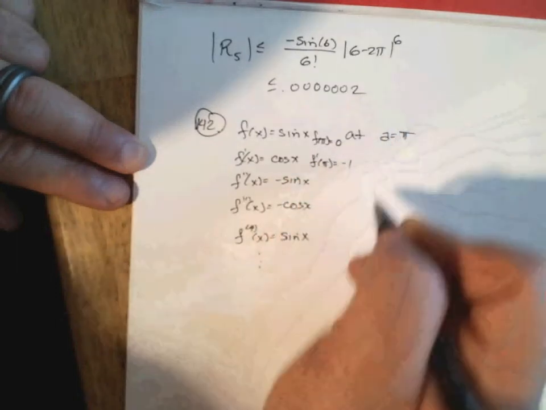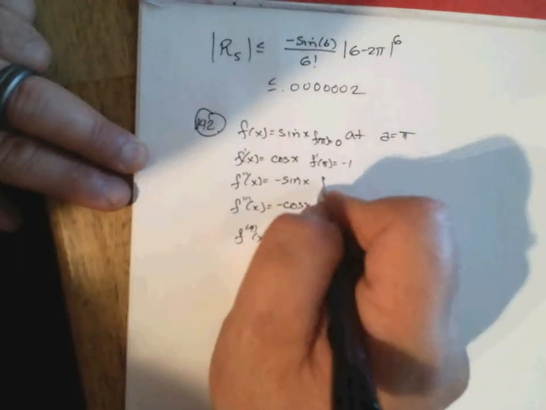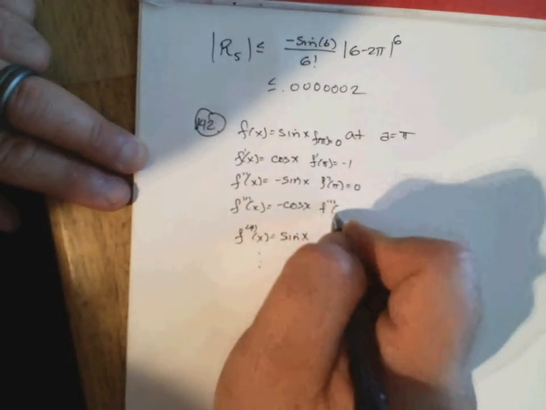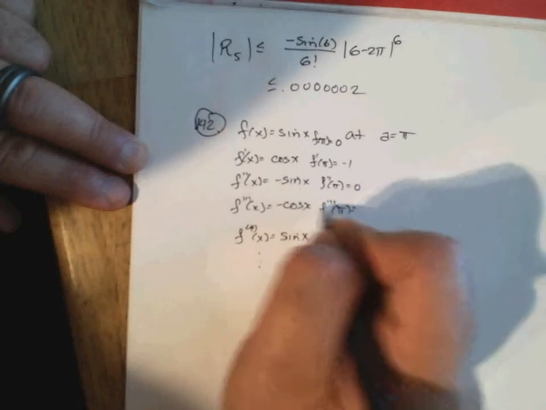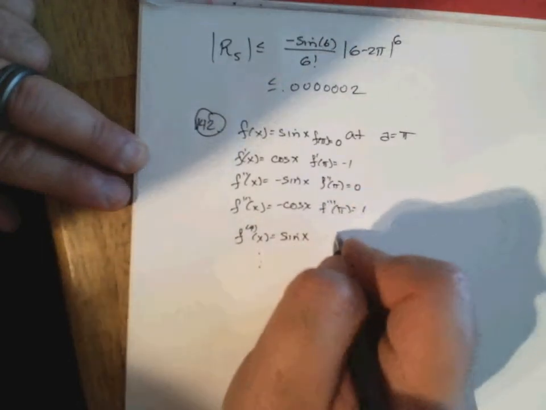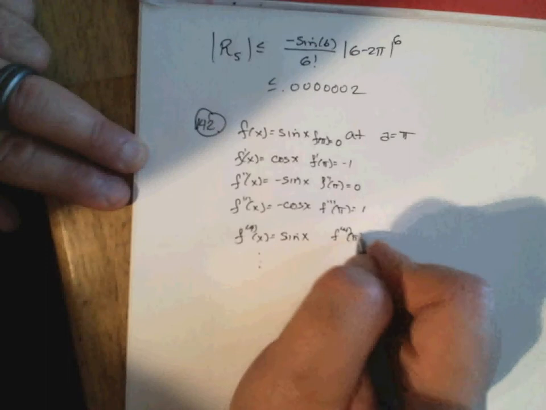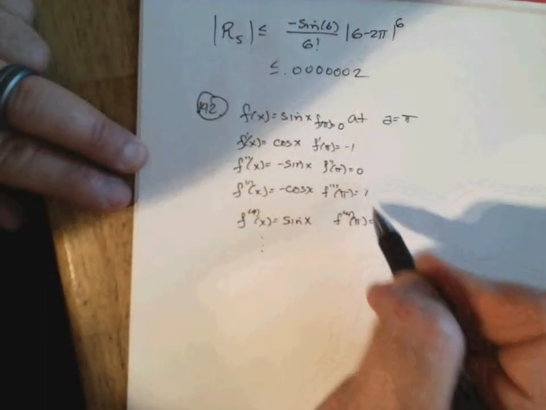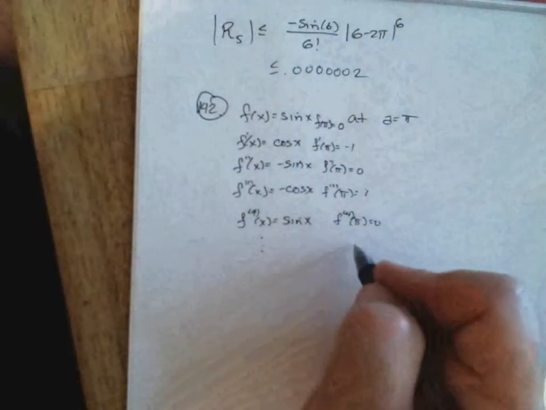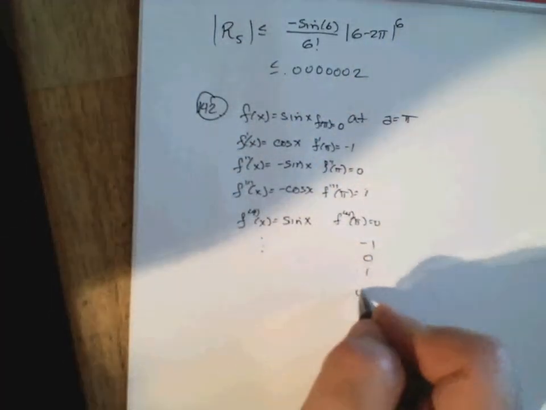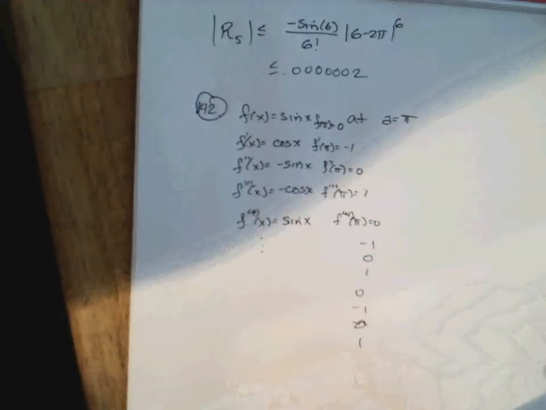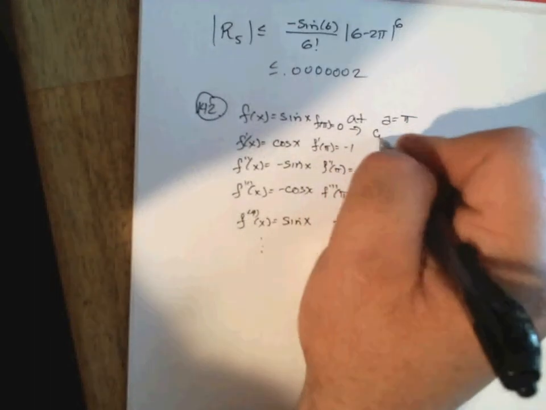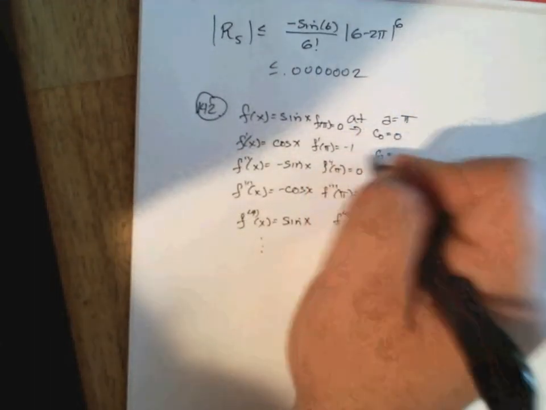F of pi, sine of pi is 0. F prime, cosine of pi is -1. F double prime of pi, negative sine of pi is 0. F triple prime of pi, negative of cosine pi is 1. The fourth derivative at pi is 0. And this is the pattern that's going to follow now. 0, -1, 0, 1, 0, -1, 0, 1, forever and forever and forever.